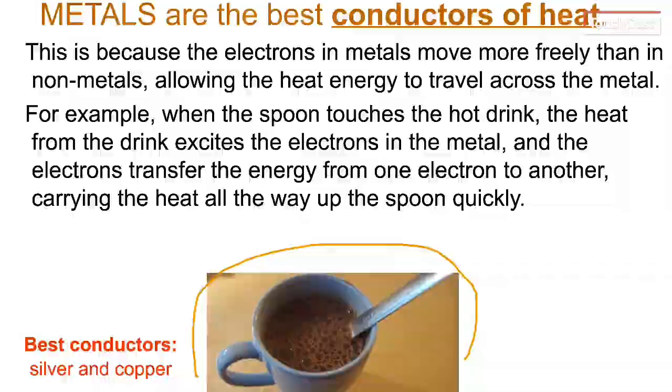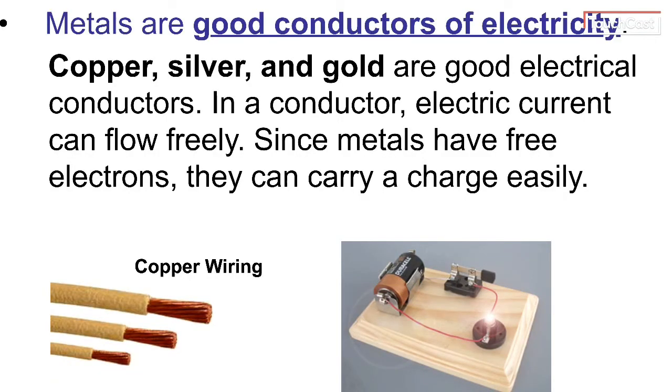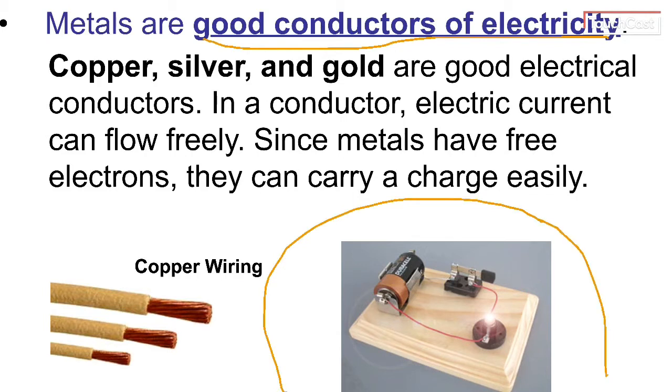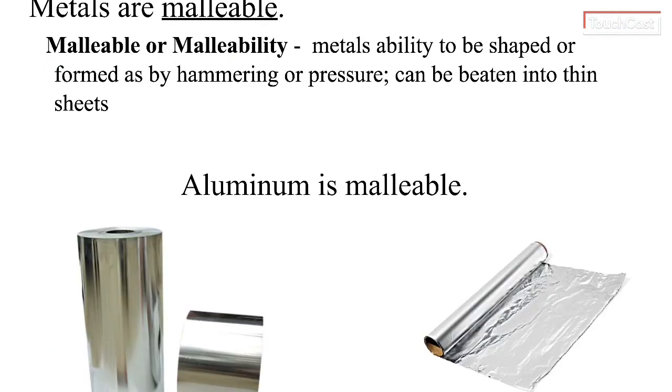Metals are also good conductors of electricity. So you've got copper, silver, gold. They're very good electrical conductors, as you can see down here in this picture when you make a little electrical current setup. Metals are also very malleable. Malleable means that you can bend or shape the metal by hammering or pressure.